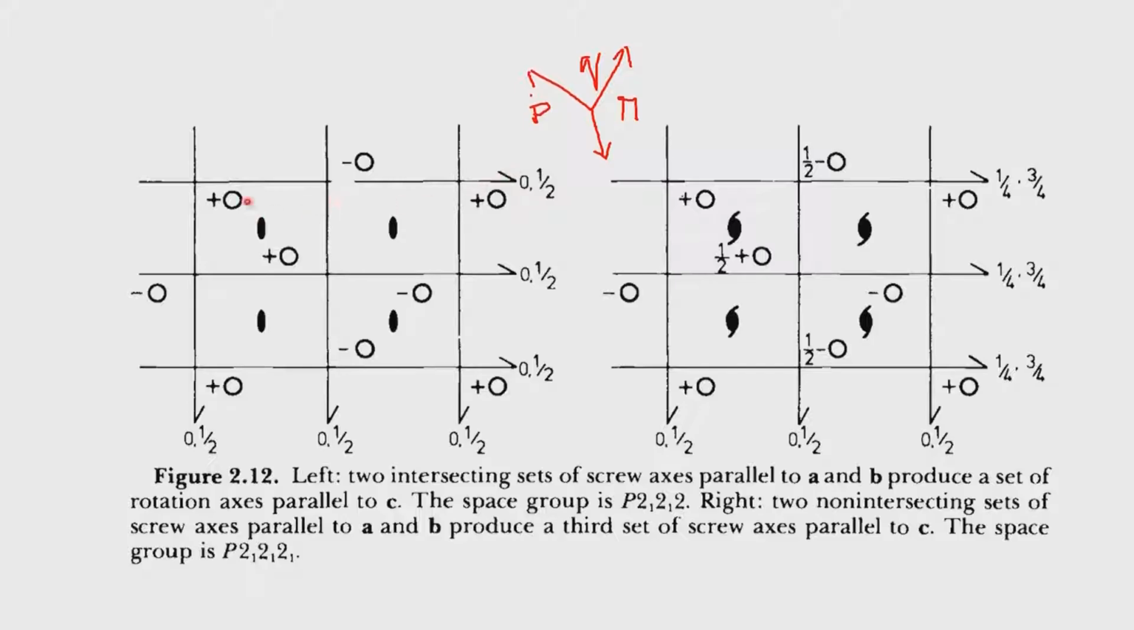When such a thing happens, we generate points. This point will generate, by the 2_1 screw operation, that one, and then this one will generate this point, and by translational periodicity we bring it up here.